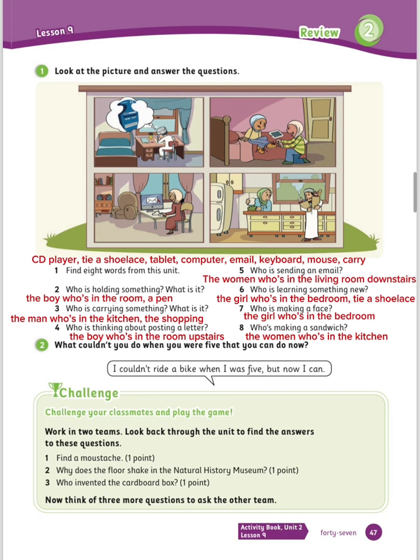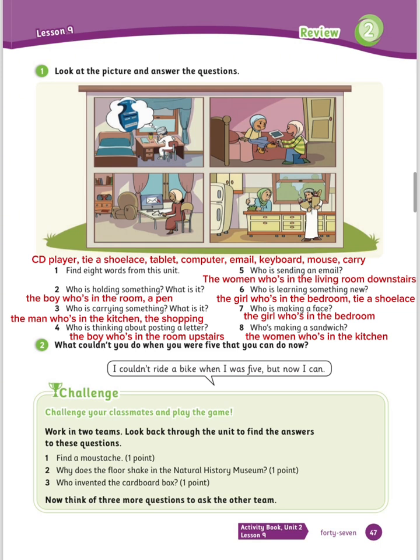Number 2. Who is holding something? What is it? The boy who is in the room? A pen. Number 3. Who is carrying something? What is it? The man who is in the kitchen, the shopping. Number 4. Who is thinking about posting a letter? The boy who is in the room upstairs.